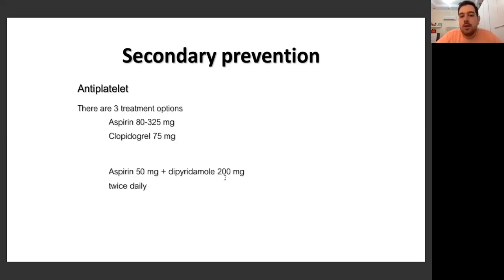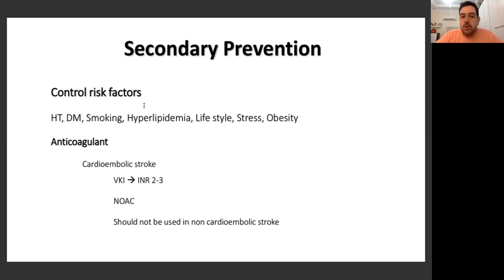So we have 3 treatment options after the patient developed the stroke. We can give them any of these 3 treatments. We also control the risk factors, and that's very important: hypertension, diabetes, smoking, lipids, lifestyle, stress, and obesity. All of the risk factors should be controlled so that they don't develop another stroke.